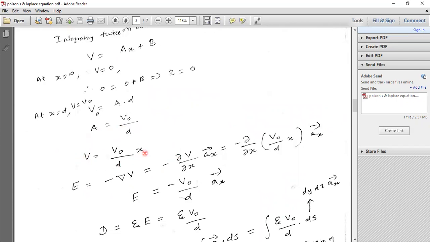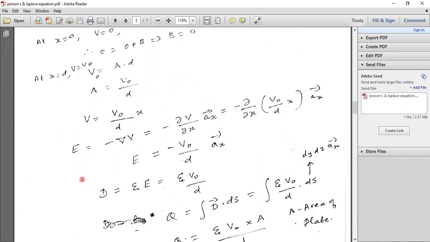That is the potential difference. Now what is E? E is equal to minus del V. So we differentiate V naught by D into x with respect to x; dou by dou x of x is 1. So E is V naught by D, and D is equal to epsilon into E, that is epsilon V naught by D. That is the electric flux density, equal to epsilon into E.